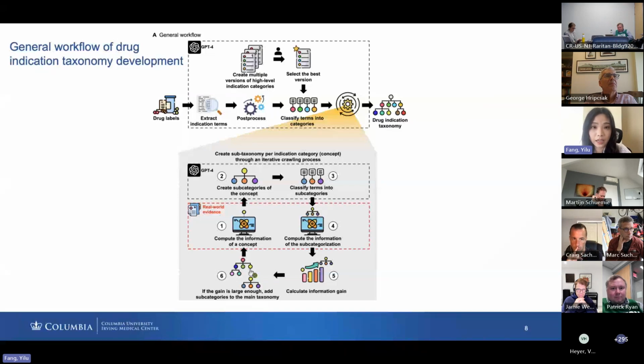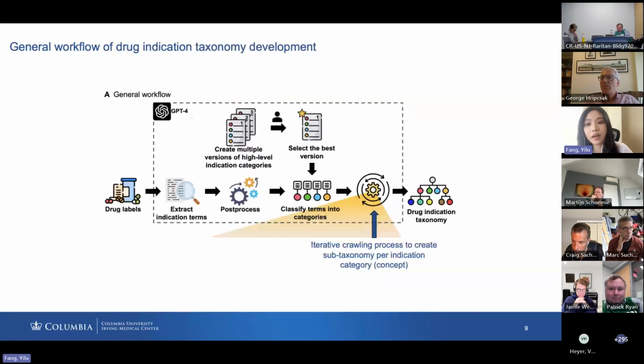Here, an indication category is a concept or a node in the taxonomy. We then classified terms into these categories by checking the subsumption relations between a concept and a term using GPT-4. Then an iterative crawling procedure is applied to create a subtaxonomy for each indication category, and eventually we created our drug indication taxonomy.